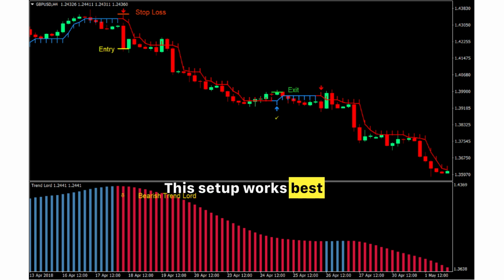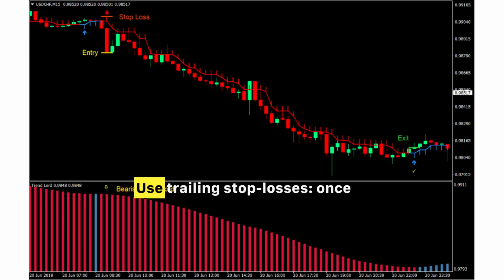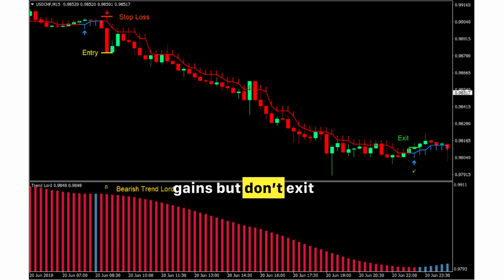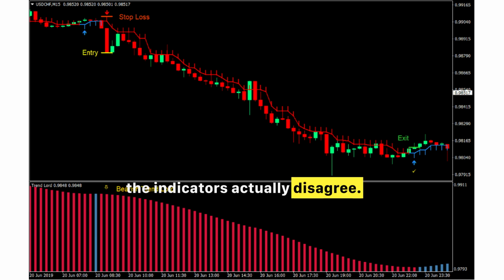This setup works best on 15-minute, 30-minute, 1-hour, and 4-hour charts, in trending markets, not choppy ones. Use trailing stop losses. Once your trade is in profit, trail the stop behind the scalper line. That way, you protect gains, but don't exit too early, and you only leave when the indicators actually disagree.